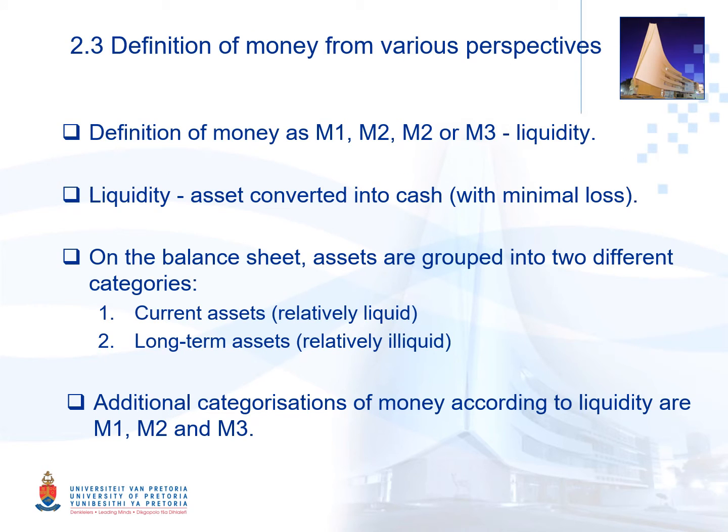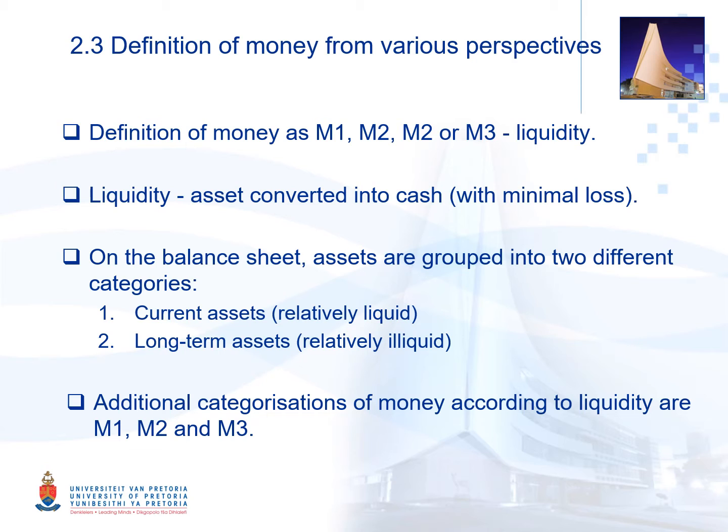Another important way in which money is often defined is in terms of its liquidity. Liquidity refers to the ease or speed with which an asset can be converted into cash with a minimal loss. Thus, on the balance sheet, assets are grouped into two different categories. First, current assets, which are relatively liquid, and secondly, long-term assets, which are relatively illiquid.